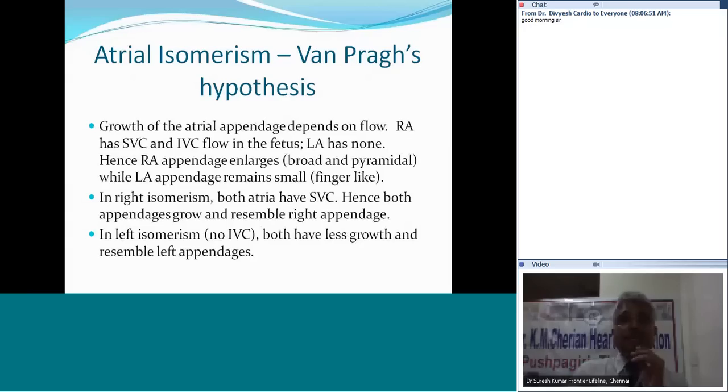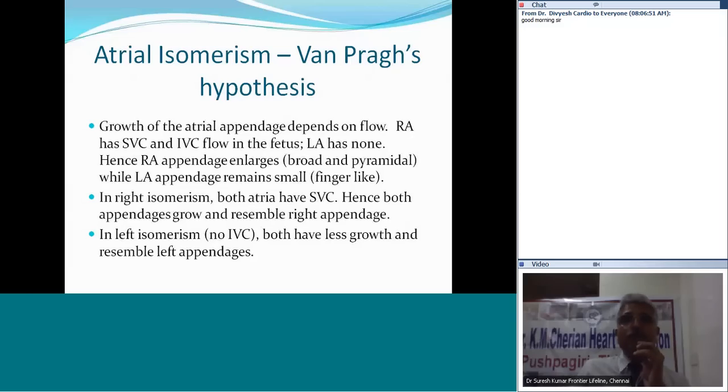In right isomerism, given bilateral SVC, not only the RA appendage but the LA appendage is also better filled and stimulated to grow. Hence, both grow and both resemble right. In left isomerism, with an interrupted IVC, flow is similarly affected on both sides, and therefore both the appendages do not grow and they remain small and finger-like, and therefore both resemble left appendages. So he relates the formation of the atrial appendages to the venous flow into the atria and thus explains how right isomerism and left isomerism happen.